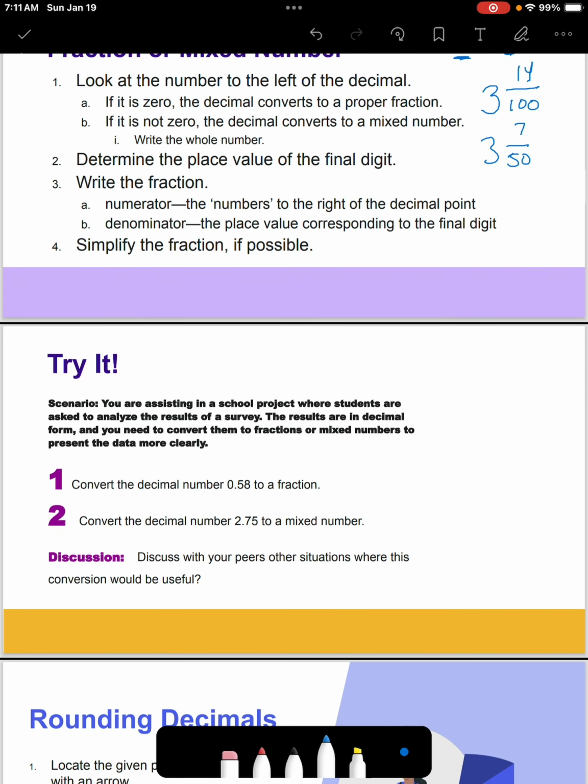Let's try it. Let's convert the decimal 0.58 to a fraction. Since there is a 0 to the left, it's just going to be 58 over 100, which then reduces to 29 over 50. This next one has a 2 right there, so it'll be a mixed number. That's 2 and 75 hundredths, which then reduces to 2 and 3/4, because 25 goes into 75 and 25 goes into 100.